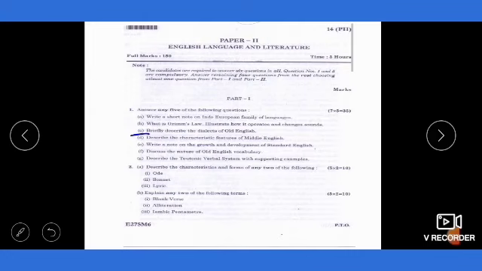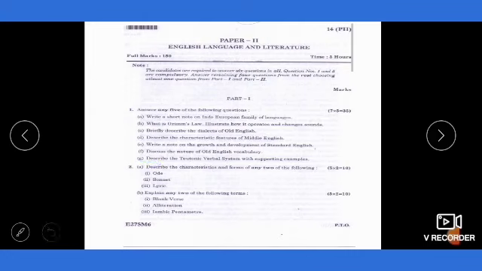C. Briefly describe the dialects of Old English. D. Describe the characteristic features of Middle English. E. Write a note on the growth and development of Standard English. F. Discuss the nature of Old English vocabulary. G. Describe the Teutonic verbal system with supporting examples.